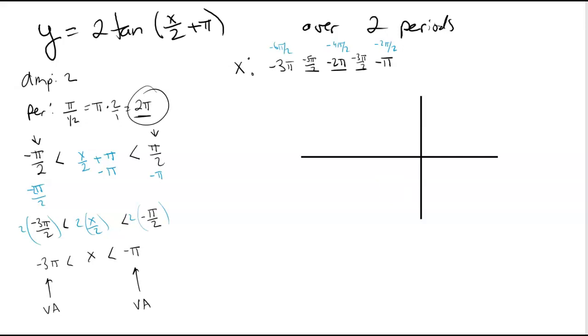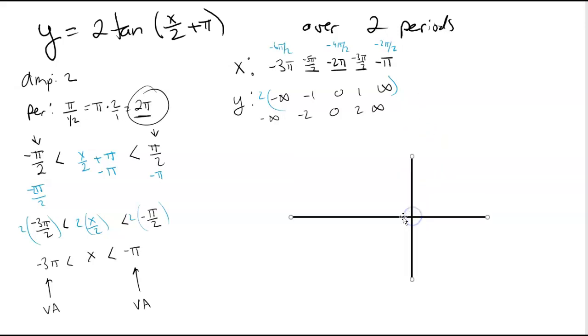Okay. Forgot my y values. So my y values for tangent start at negative infinity, negative 1, 0, 1, and infinity. And I'm going to multiply this by our 2. So I'm going to get 2 times infinity, that just stays as negative infinity, negative 2, 0, 2, and infinity. I'm crouching on my graph, so I'm going to move both of these down just a little bit more. Okay.